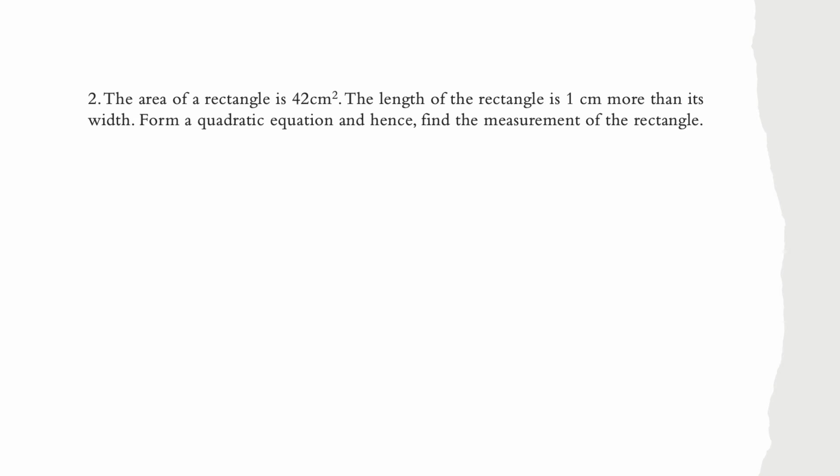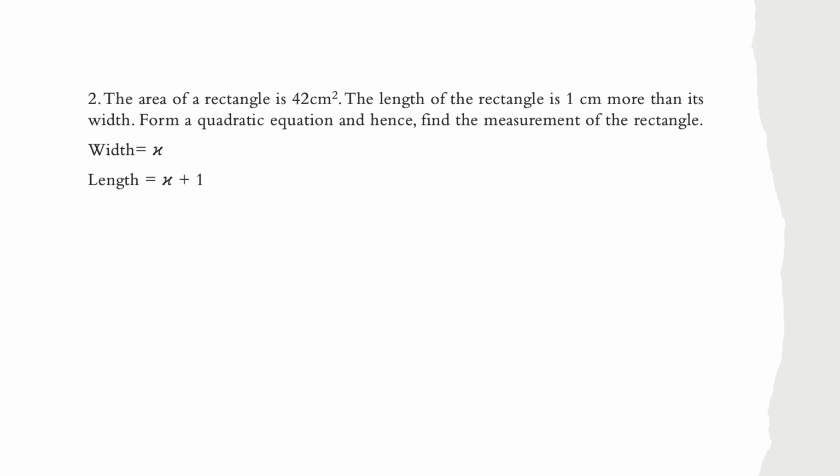The area of a rectangle is 42 cm squared. The length of the rectangle is 1 cm more than its width. Form a quadratic equation and hence find the measurement of the rectangle. So this question asks us to form a quadratic equation and then find the measurement, which is the length and the width. We can note the width as x and the length as x plus 1, as stated in the question, which is the length of the rectangle is 1 cm more than its width.